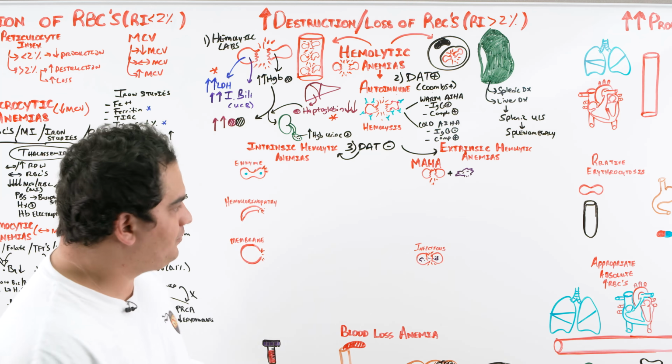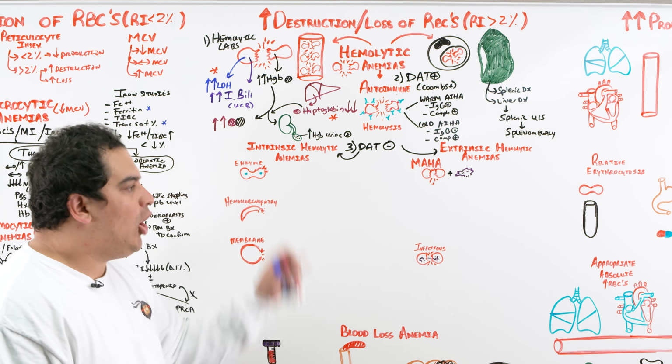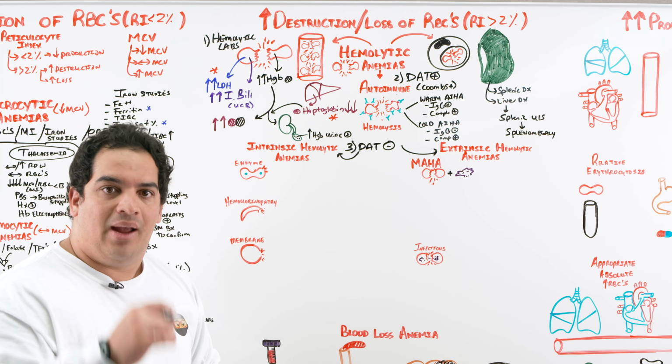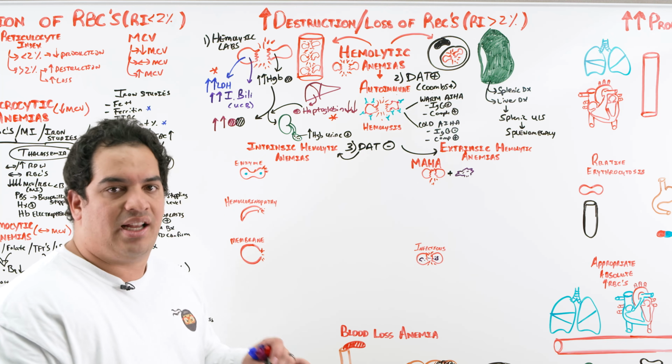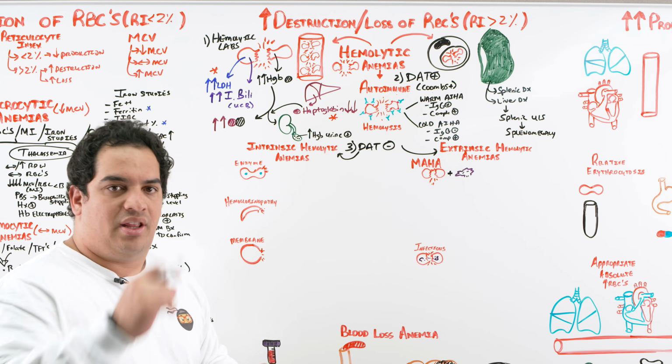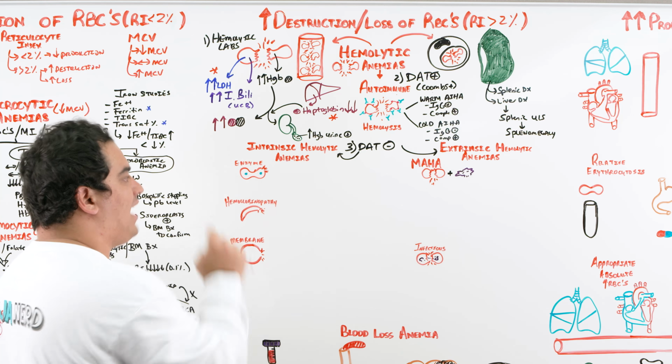That's the way I look at it. So with these, it helps me to figure out my testing and what kind of things I should be thinking about. So if my DAT's negative, I think, okay, first let's think about intrinsic hemolytic anemias. So I think about the red blood cell. Is there something wrong with an enzyme inside of it?